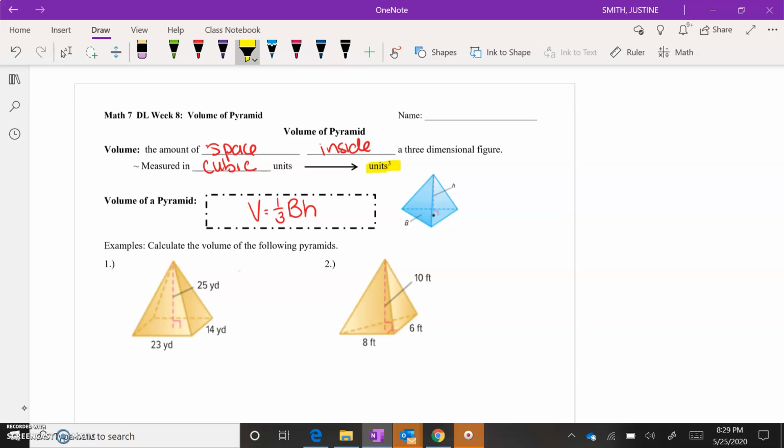So the formula that we're going to be looking at here is volume of a pyramid, which is 1/3, and then this big B, this stands for area of the base. And the base is going to be a shape. We'll talk about that when we look at these, and then times the height of the whole entire figure.